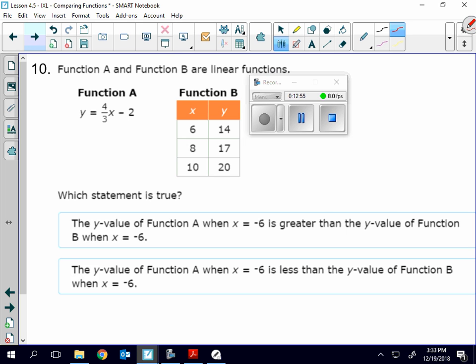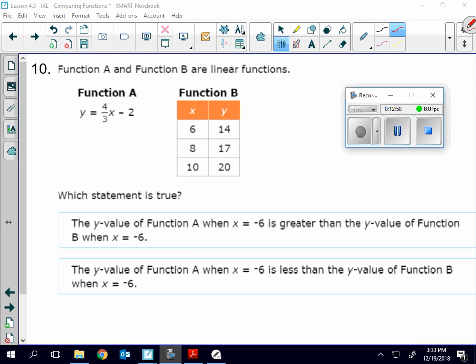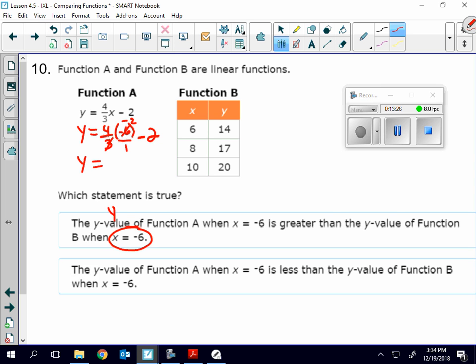All right, function A and B are linear. We're trying to find the y value again when we plug in an x. So let's plug in the x of negative 6 over here. So we have 4/3 times our negative 6. I'll make it a fraction, put it over 1, then subtract 2. You can do that on your calculator, or you can simplify. I can divide 3 out of both of those, getting a negative 2 up here. 4 times negative 2 is negative 8, and we subtract 2. So y equals negative 10 over here for function A.